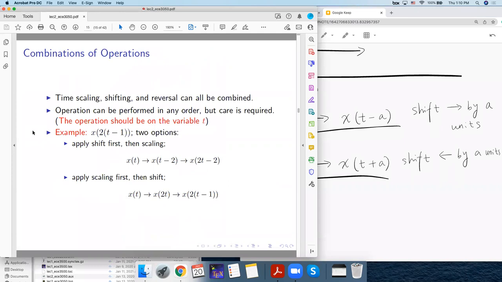And here, we can combine all these basic operations to modify a signal: time scaling, amplitude scaling, time shifting, time reversal. Everything can be combined together. These operations can be performed in any order, but we need to be very careful when we determine the order of these transformations. We will see one example right next.